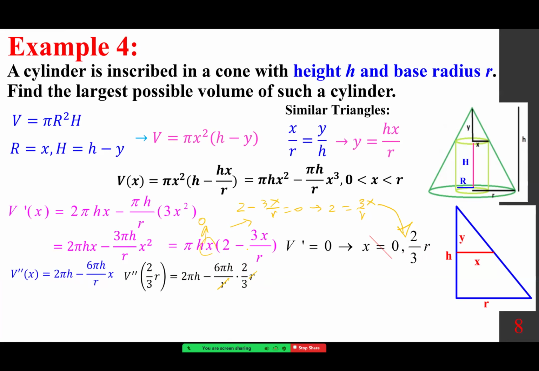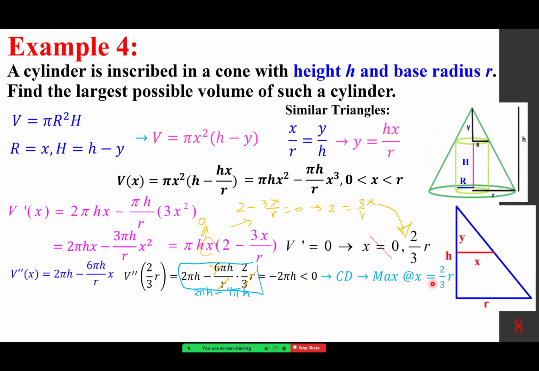So what you have is 2 pi h minus 4 pi h, or minus 2 pi h. Now, how do we know minus 2 pi h is negative? Pi is a positive value, h is positive, and therefore negative 2 makes it negative. Negative means concave down, means maximum occurs when x equals 2/3 r.